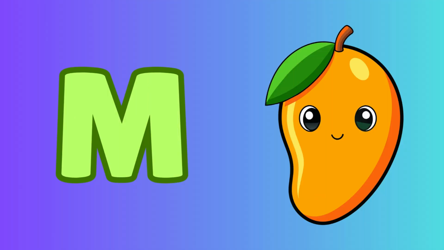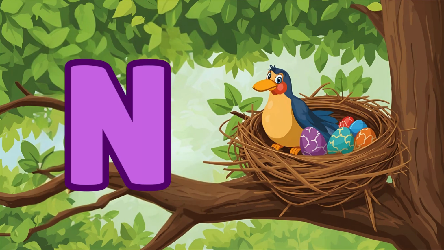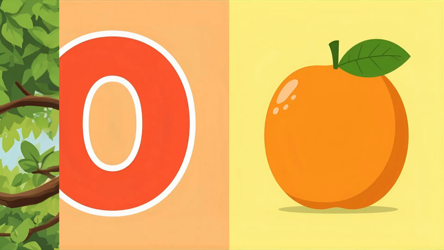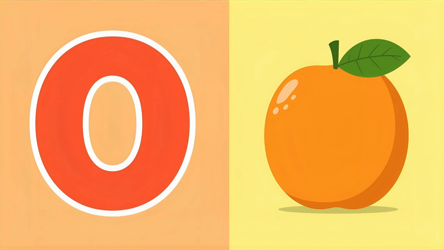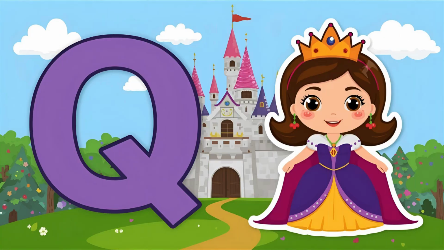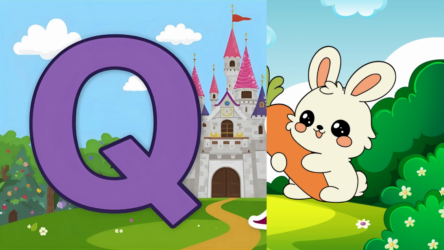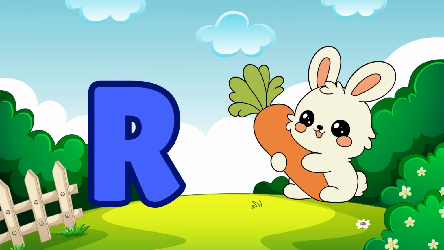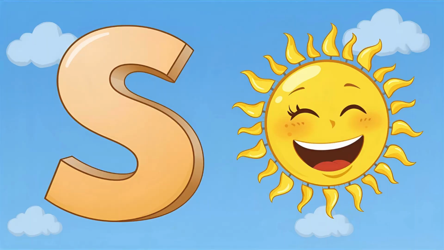M for mango. N for nest. O for orange. P for parrot. Q for queen. R for rabbit. S for sun.